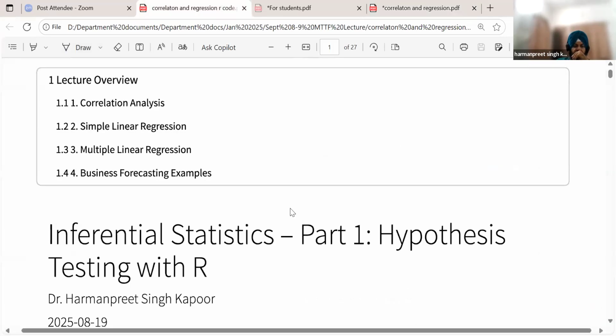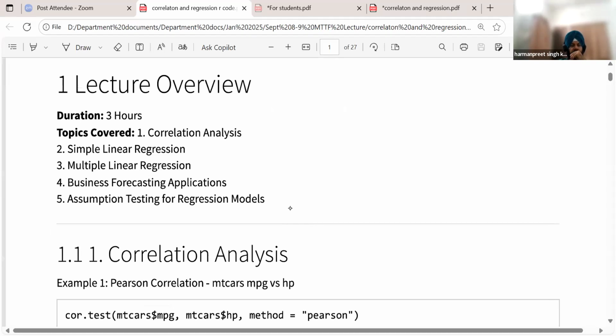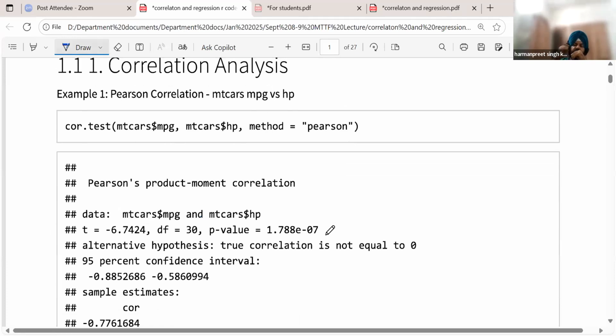I already discussed with you what topics we are going to cover. One is correlation analysis, the simple regression model, and now I will also give you some brief understanding about the multiple regression model. Then we will do some assumption tests that I already explained to you. The concept of correlation is, I think, clear to all of you. So in R programming, we have a function that is used for determining the correlation, that is cor.test.